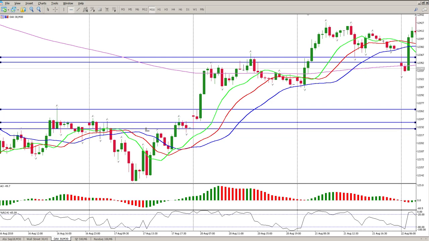And then we also have a gap here. So we have pretty much 2 gaps. This is the actual market close gap, which is 12,200, and this is the futures market gap close, which is 12,230.